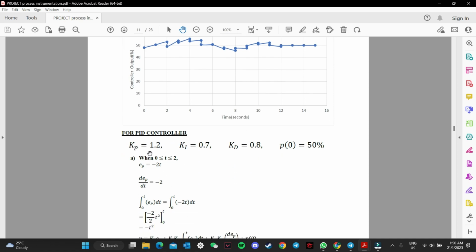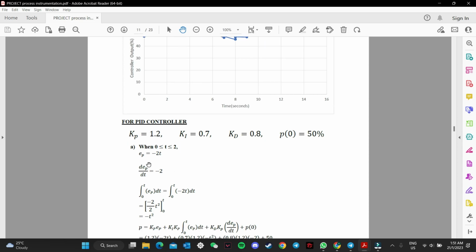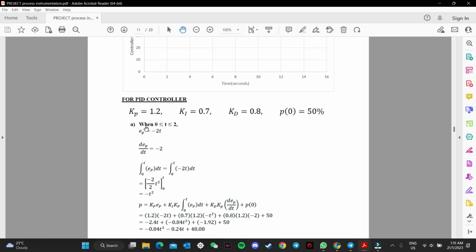So the PID controller: the proportional gain equals 1.2, the integral gain equals 0.7, and the derivative gain equals 0.8, and also the proportion at time 0 is equal to 50%. So same step as the PD controller, the error equation is equal to negative 2t when the time is bigger than 0 but smaller than 2 seconds. So the error equation equals negative 2t.